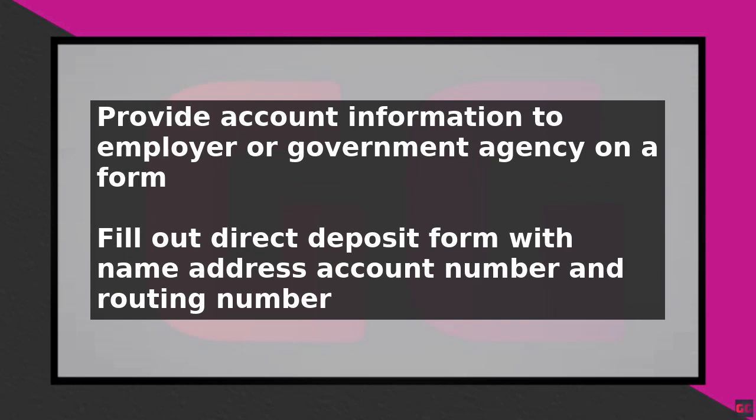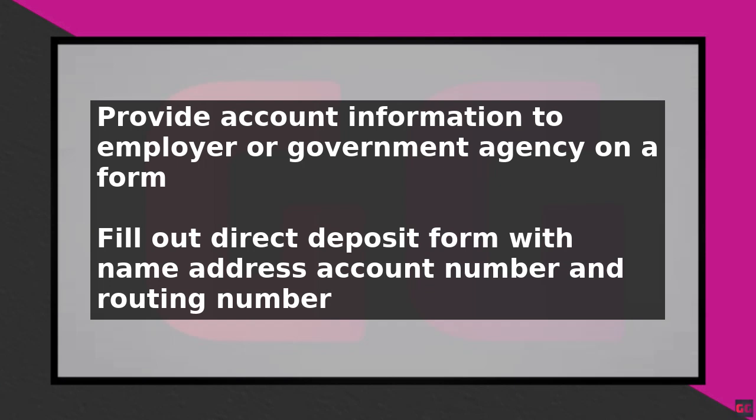To set up direct deposit, you will need to provide your employer or the relevant government agency with your account information. You can do this by filling out a direct deposit form, which can usually be obtained from your employer or the agency. The form will ask for your name, address, account number, and routing number.